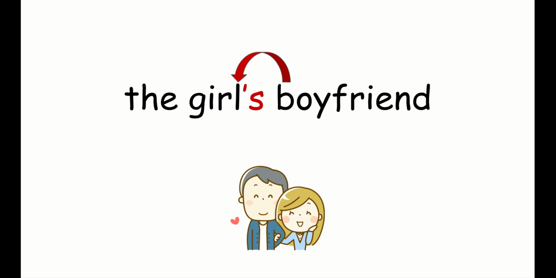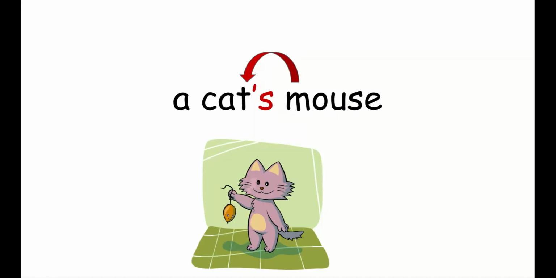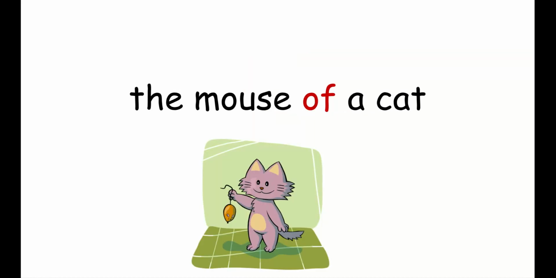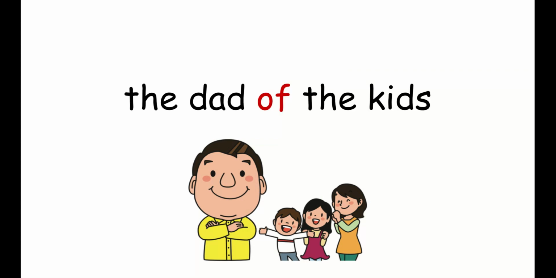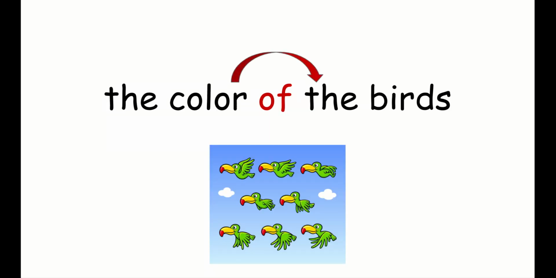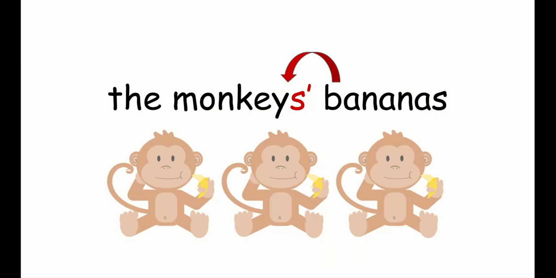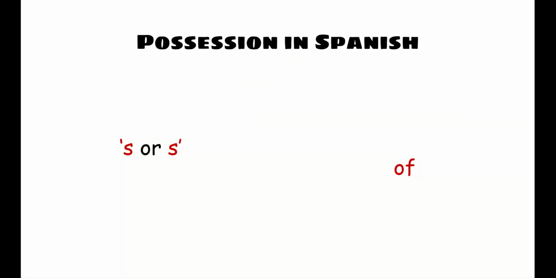A girl's boyfriend, we can switch the order and put the word of in there. So we say the boyfriend of the girl, means that the boyfriend belongs to the girl. Cat's mouse, we can switch the order and say the mouse of a cat. And here we mean the same thing, where the mouse belongs to the cat. The kids' dad, we can switch the order, the dad of the kids, and here it means the same thing, the dad belongs to the kids. Birds' color, switch the order, the color of the birds, the color belongs to the birds, and same thing with the monkeys' bananas, the bananas of the monkeys means that the bananas belong to the monkeys.